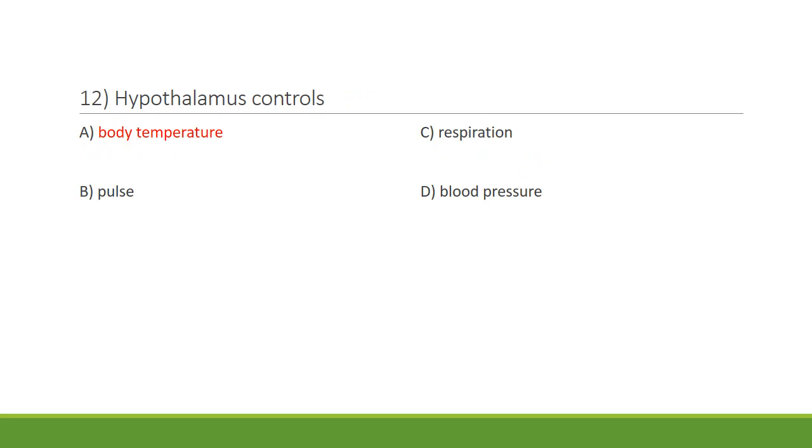Next question. Hypothalamus controls: A. Body temperature, B. Pulse, C. Respiration, and D. Blood pressure. Hypothalamus controls body temperature.